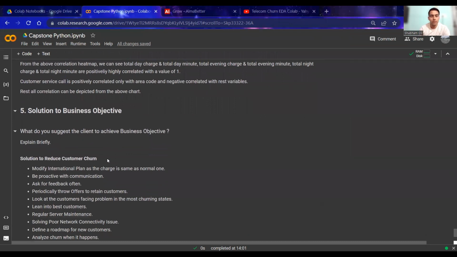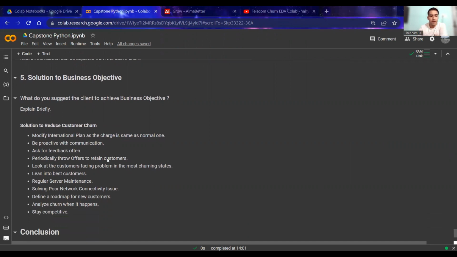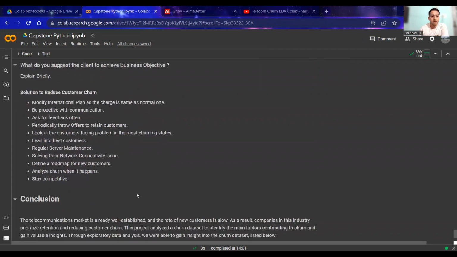For the solution of the business objectives, we have some solutions: we have to modify the international plan, as the charge is the same as the normal one. Be proactive with communication. Ask for feedback often. Periodically throw offers to retain customers so that they get some interest in your offers in your network. Look at the customers facing problems in most of the churning states. Lean into best customers, do regular service maintenance, solve poor network connectivity issues, define a roadmap for new customers, analyze churn when it happens, and stay competitive.